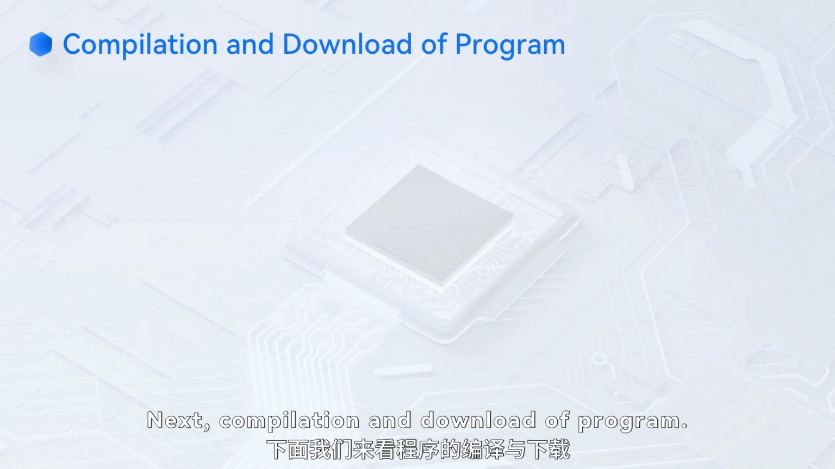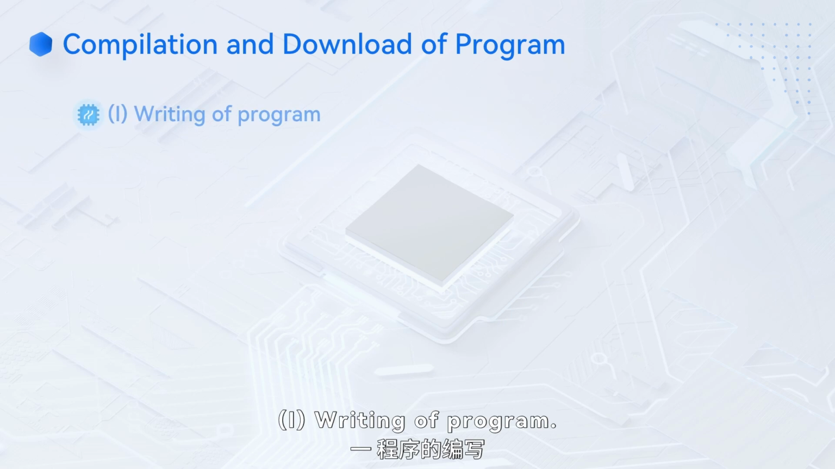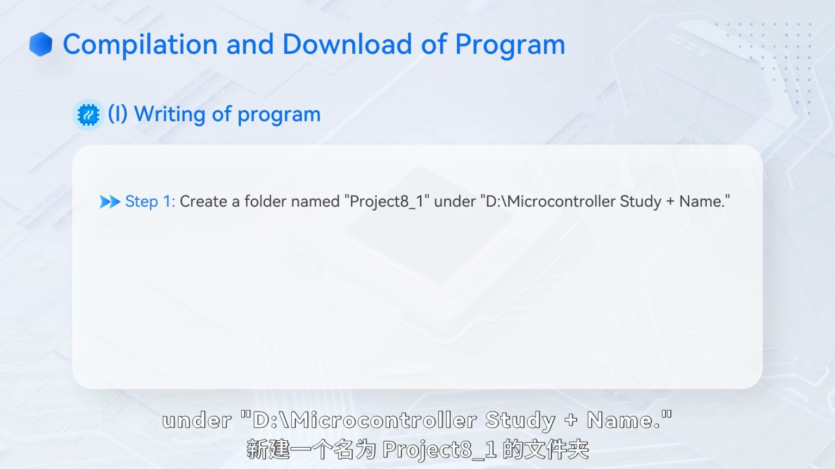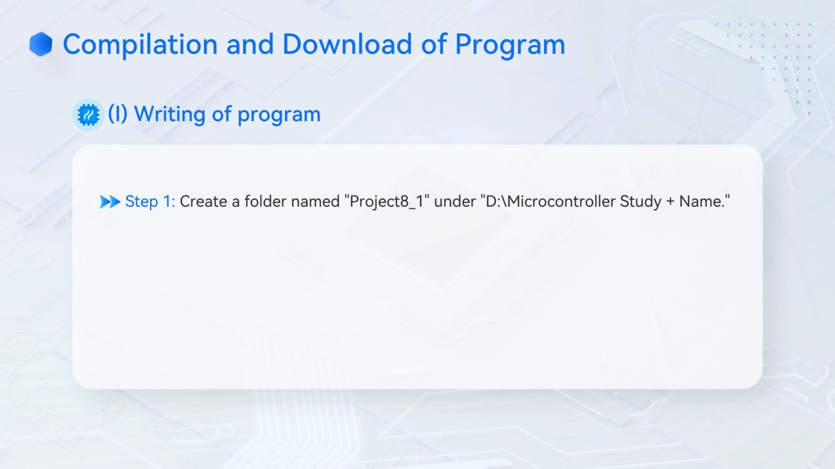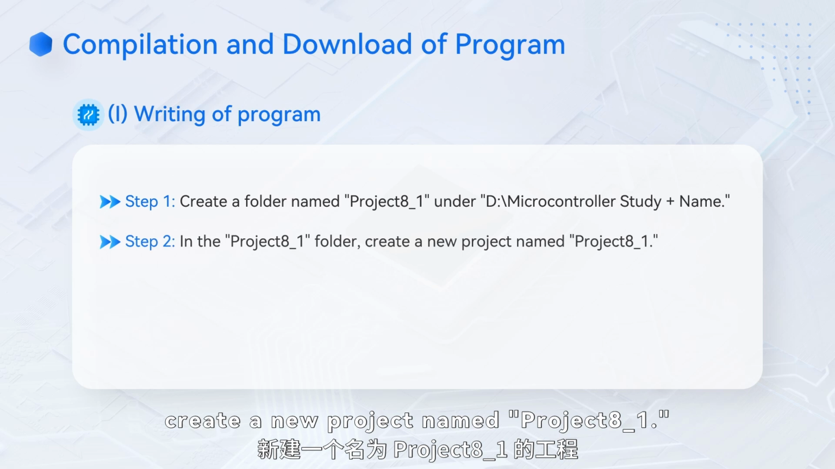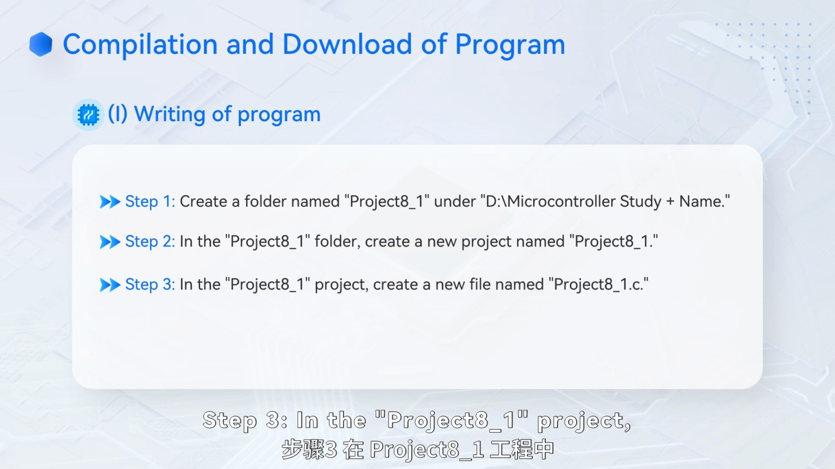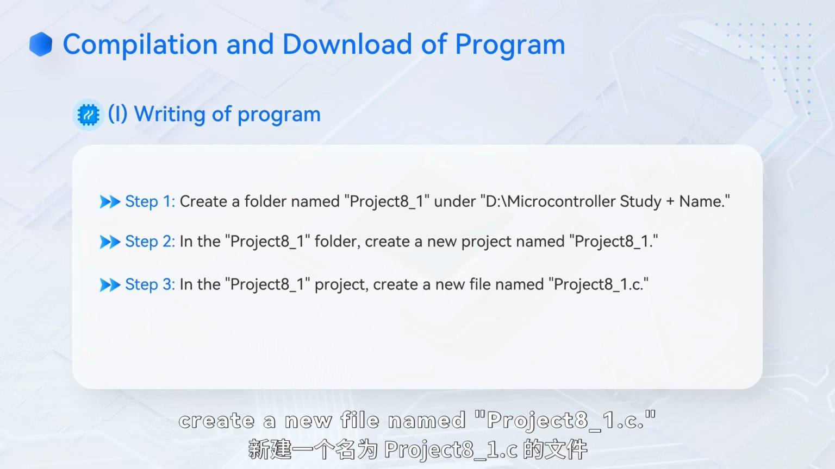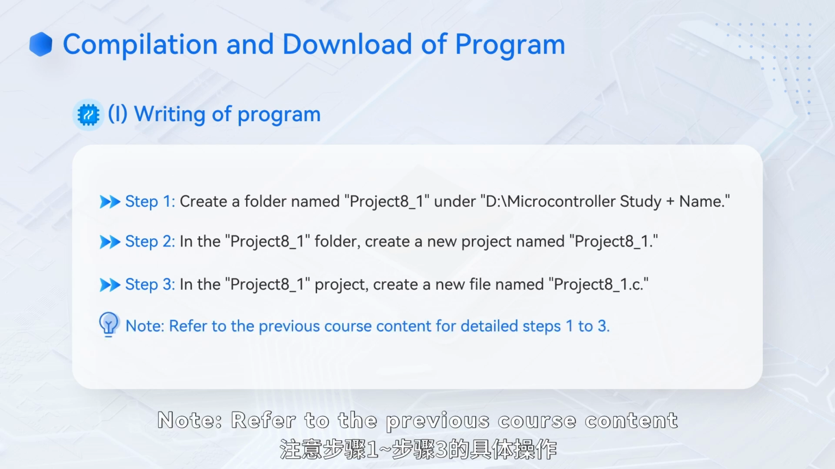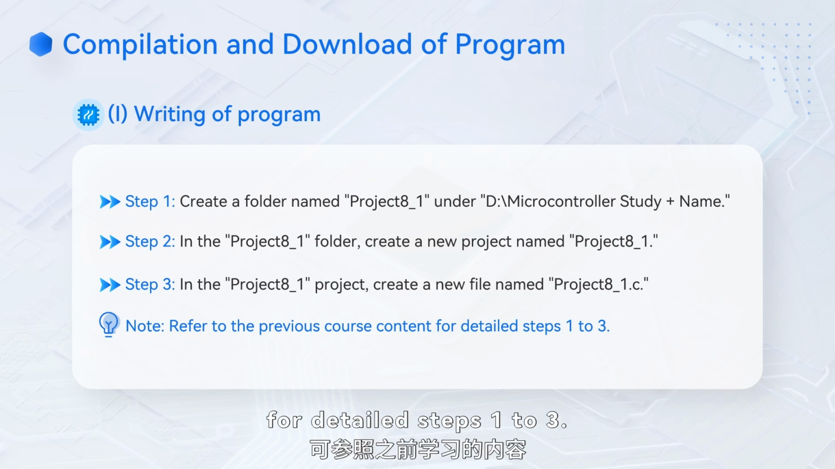Next, compilation and download of program. 1. Writing of program. Step 1. Create a folder named Project 8_1 under D disk, microcontroller study plus name. Step 2. In the Project 8_1 folder, create a new project named Project 8_1. Step 3. In the Project 8_1 project, create a new file named Project 8_1.c. Note: refer to the previous course content for detailed steps 1 to 3.